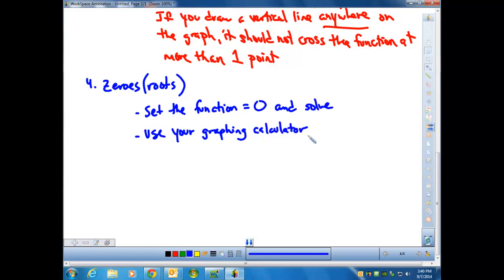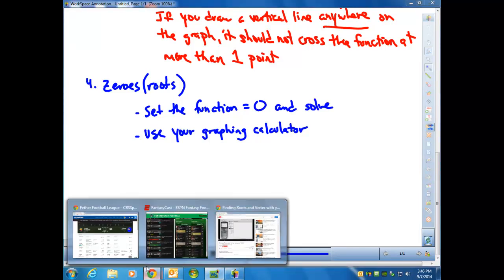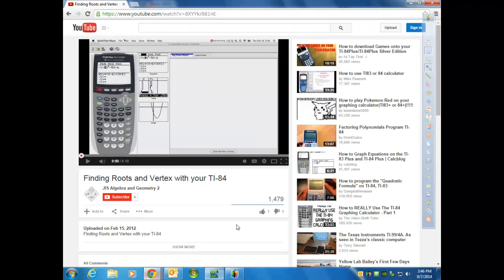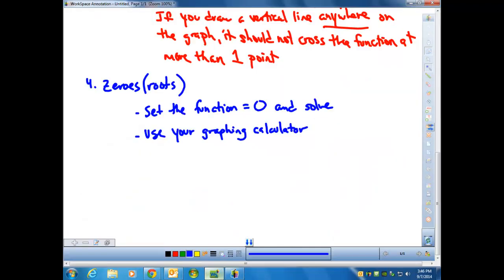You can also use your graphing calculator. So if you're not great at the algebra part, you can use your graphing calculator. There's a really good YouTube video. Just do a search for finding roots and vertex with your TI-84, and it's a really short, easy YouTube video that walks you through the built-in features of your calculator. Alright? Talk a little bit more about that.